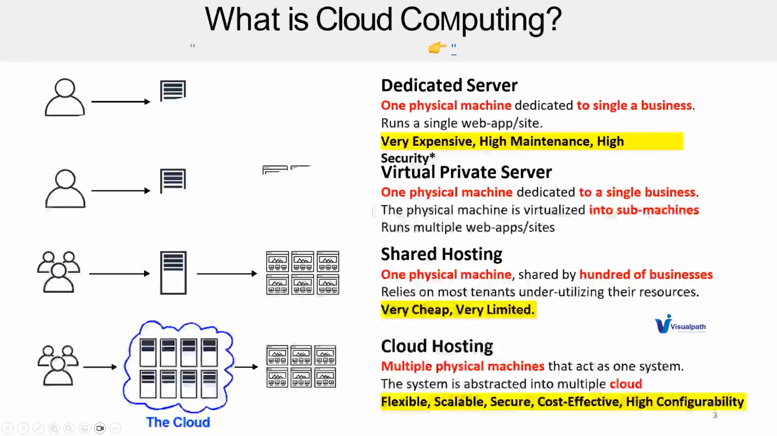I told you, right? One physical system dedicated to a single business is virtualized into sub machines. That means if we have one Windows operating system as a host, on that you can run three machines: one Windows, one Linux, and one Mac system. So all the resources you have on that particular computing system are going to be shared by the multiple sub machines you have here.